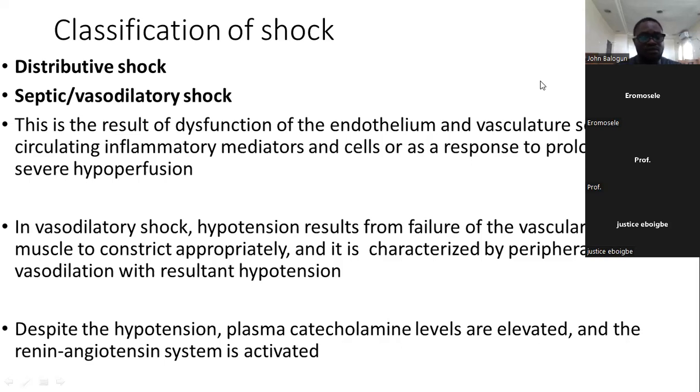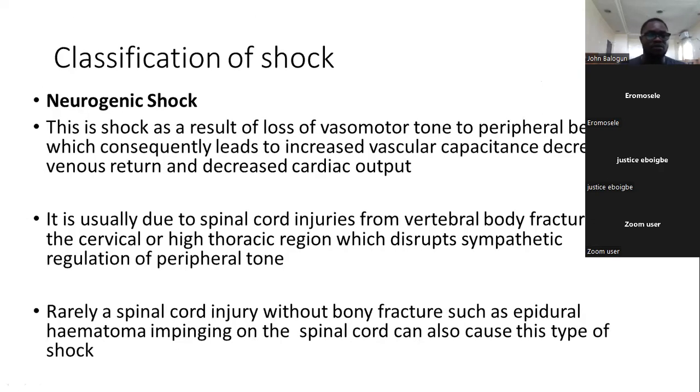Are we communicating? Yes. Okay. So, like I told you, some of these you may not need them, so I will jump some of them and move on.